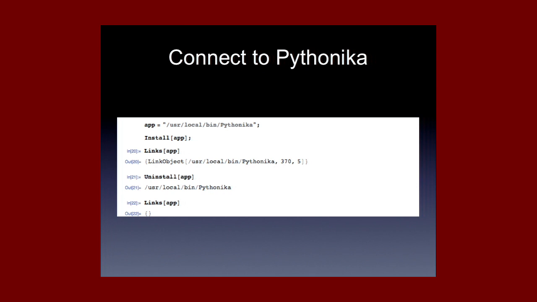If you check your links, you see there's a link object with some connection numbers. And if you need to uninstall it or clear out the kernel, the Uninstall function does that as well. And then, of course, the links are gone. So you'll need to do the install every time you want to use Pythonika within one of your Mathematica notebooks.